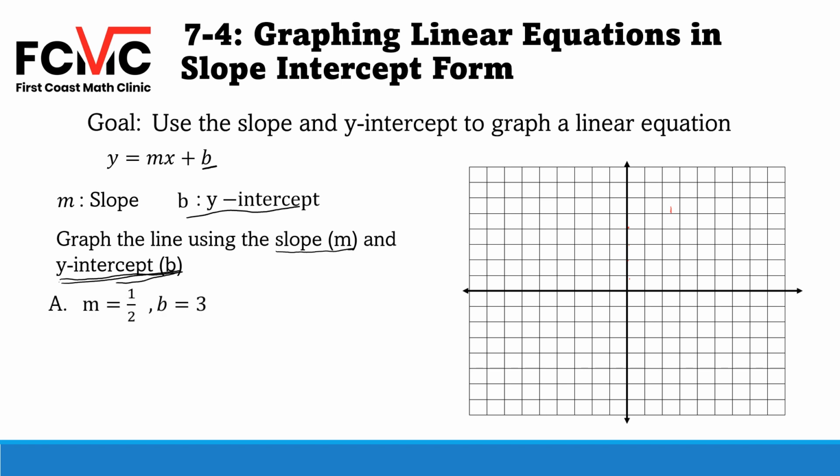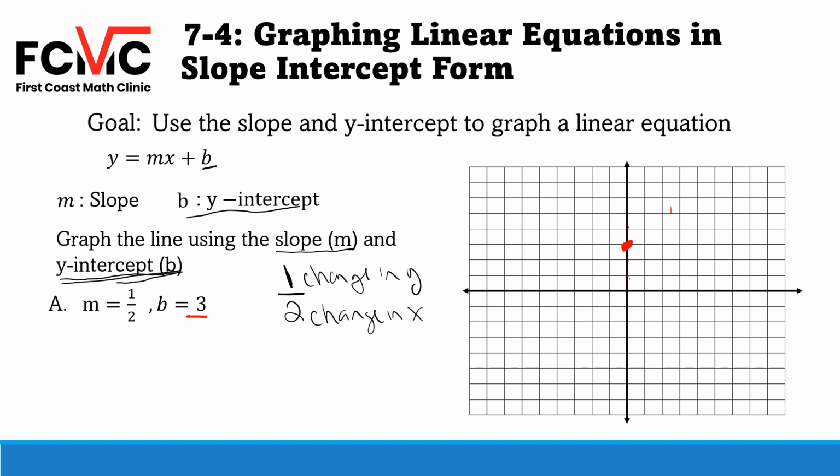Let's say that our slope is 1 over 2 and our y-intercept, our b value, is 3. So we're going to start at 3 on our y-axis. 1, 2, 3. All right, so that's our y-intercept. Now our slope is 1 over 2. The 1 is our vertical change, so our change in y, and the 2 is our change in x.